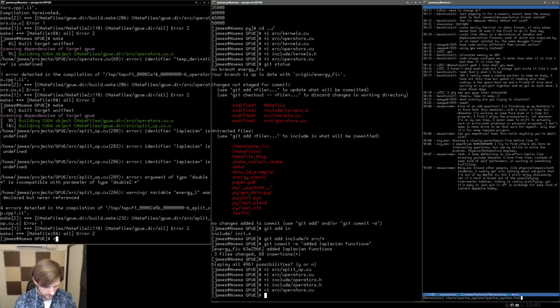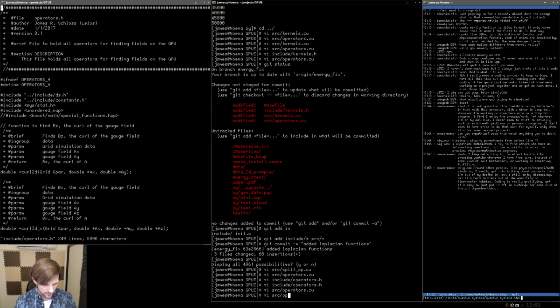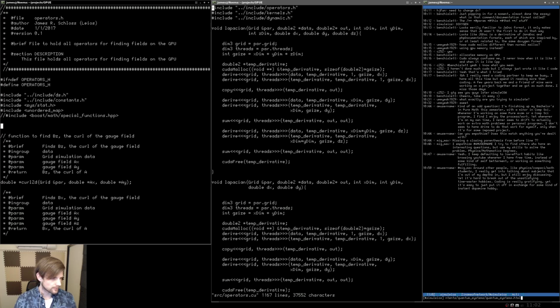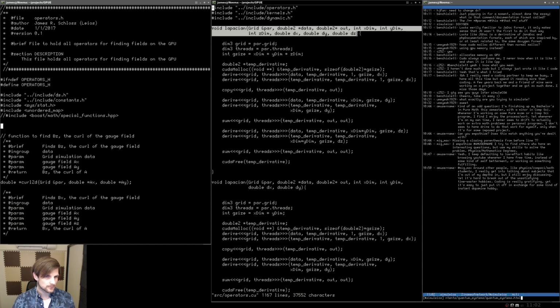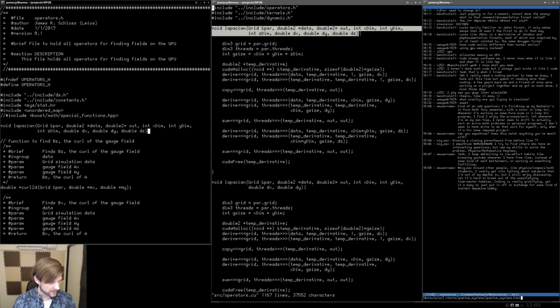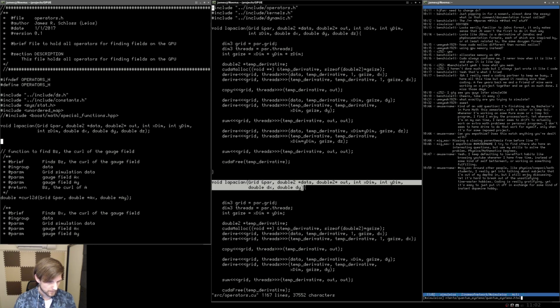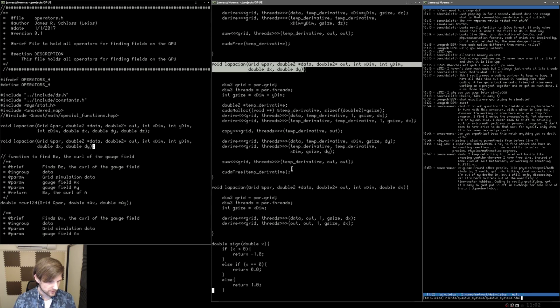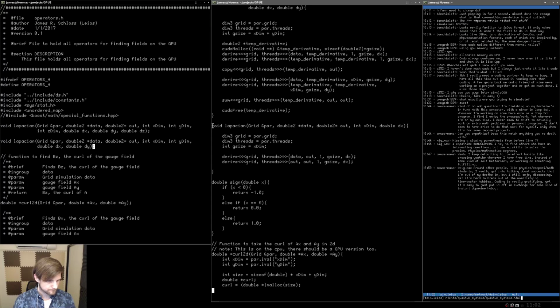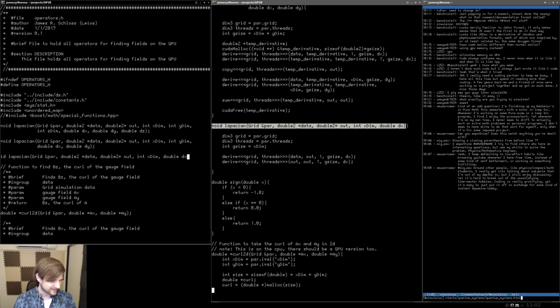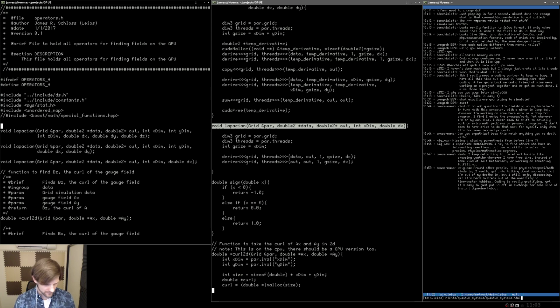So we're going to go into vi include operators.h, and here we're going to go vi source operators.h. Let's go down to, you know what, we'll just add it up here. I don't mind. So we're just going to do void Laplacian. Add there. And we're just going to add the other guys in here too. Okay, scroll down a bit. Add this in there. Oh no, one second. Void. So these are all Laplacian functions.